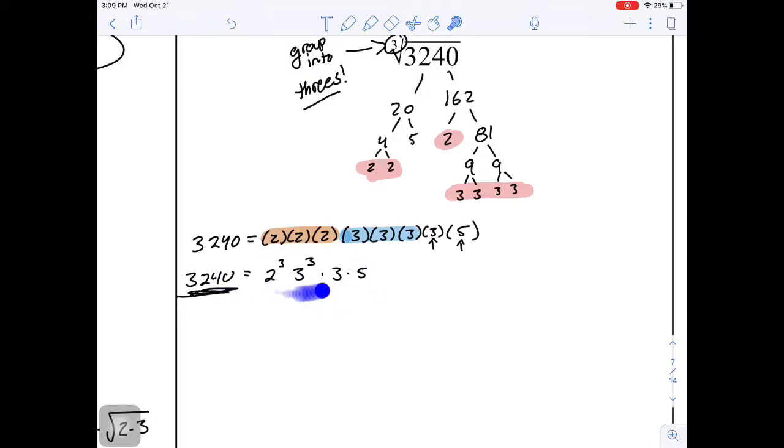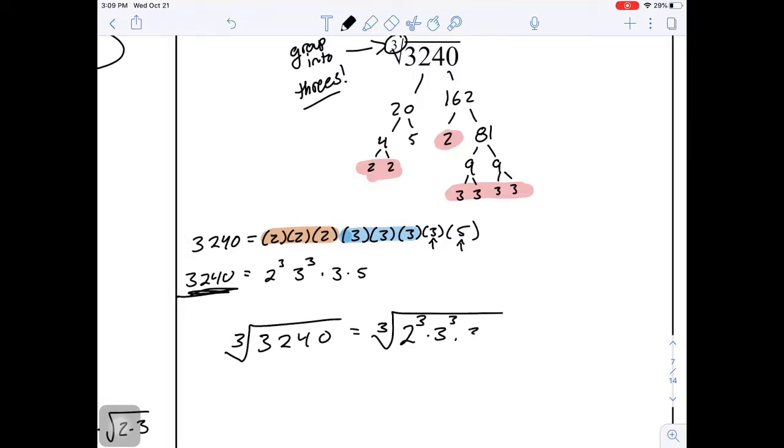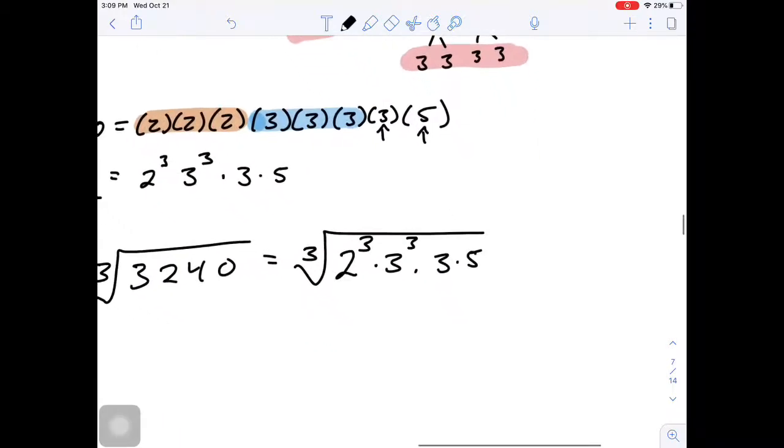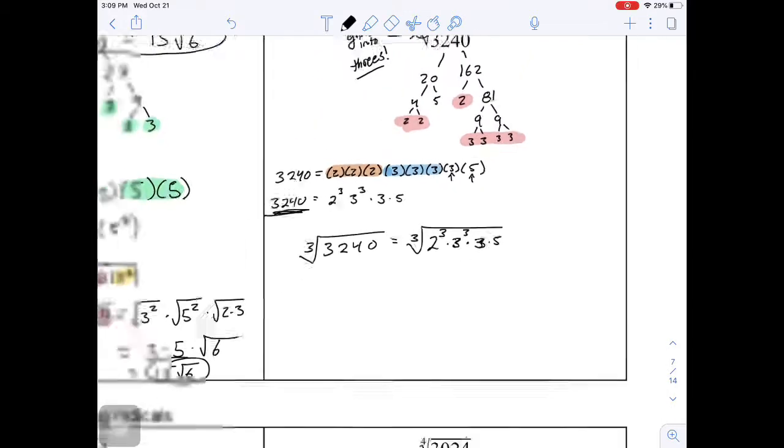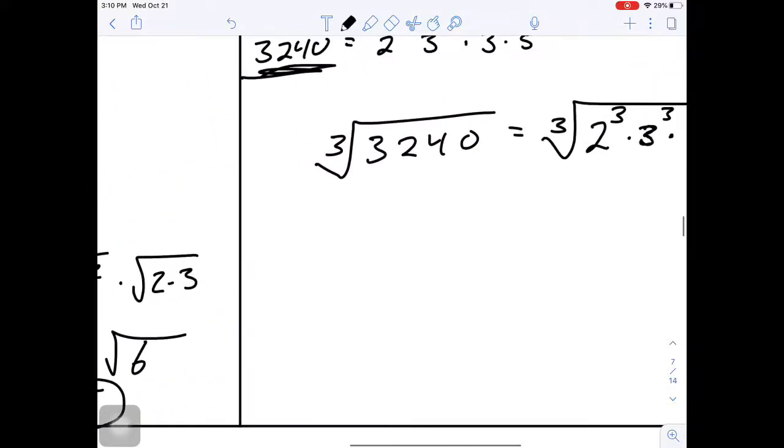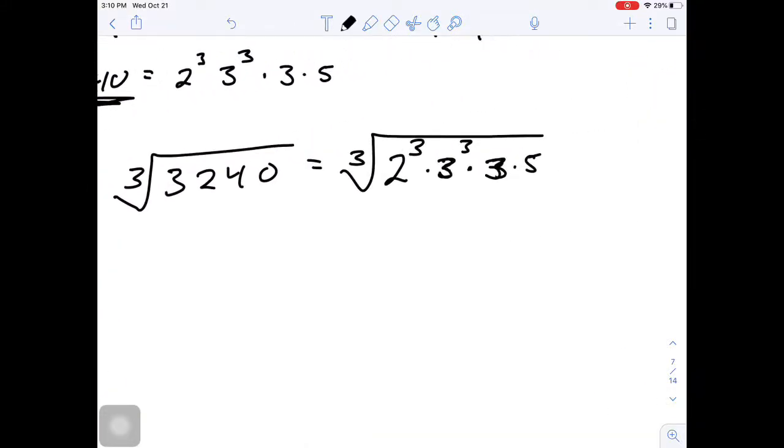So recognize that 3,240 equals this. So now I'm going to put this underneath that radical. So the cube root of 3,240 equals the cube root of 2 cubed times 3 cubed times 3 times 5. Okay, and these aren't decimals, these are actual multiplications. And now again, we're going to split it up. Anywhere where we've grouped into 3s, we'll split up into its individual one, and we'll keep these together since they can't really be broken down.